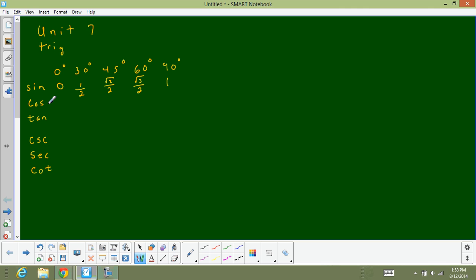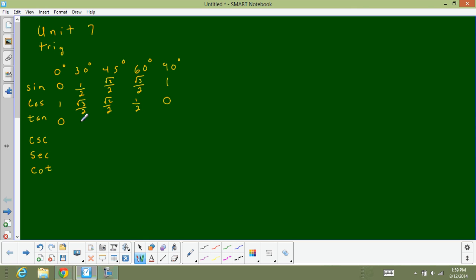Now, in addition to that, the cosine at 0 degrees is 1. The cosine at 30 degrees is square root of 3 over 2. The cosine of 45 degrees, square root of 2 over 2. The cosine of 60 degrees is 1/2, and the cosine of 90 degrees is 0. And then in regard to the tangent, the tangent of 0 degrees is 0.